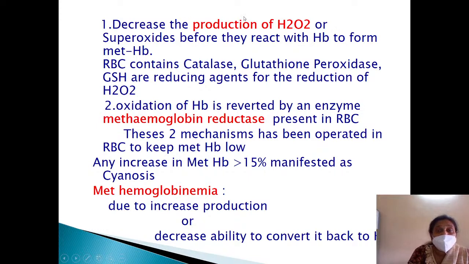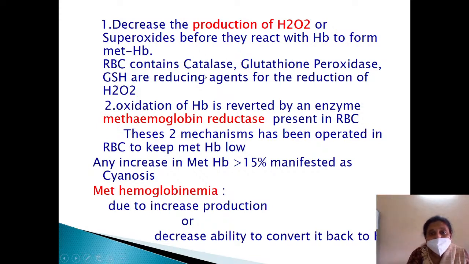First, there is a decrease in the production of H2O2 or superoxides before they react with the Hb to form methemoglobin. We can't stop the production of free radicals and superoxides because they are produced continuously as a part of metabolism. But once they are produced, they are immediately destroyed. They are converted to other forms by the enzymes present in the RBC, that is catalase, glutathione peroxidase, and GSH, that is reduced glutathione.